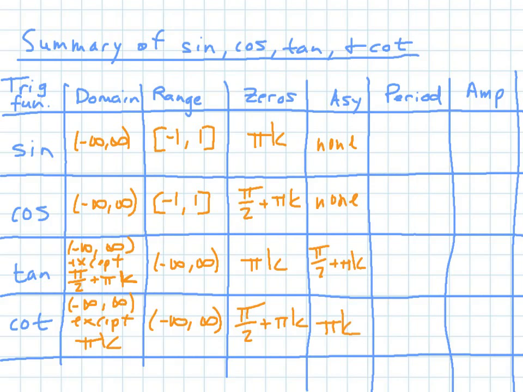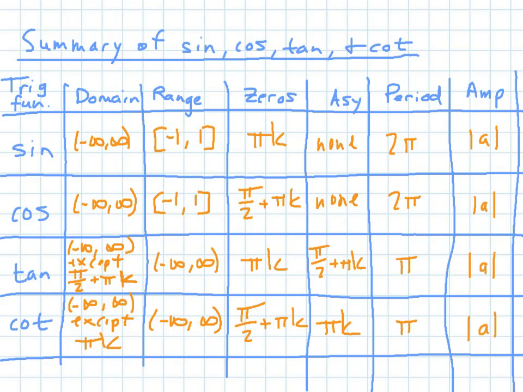And then the period, we've already kind of talked about this. Sine and cosine have a period of 2 pi. Tangent and cotangent have a period of pi. And then the nice thing is that all of them share the amplitude of absolute value of A. Alright? So that's kind of a summary.